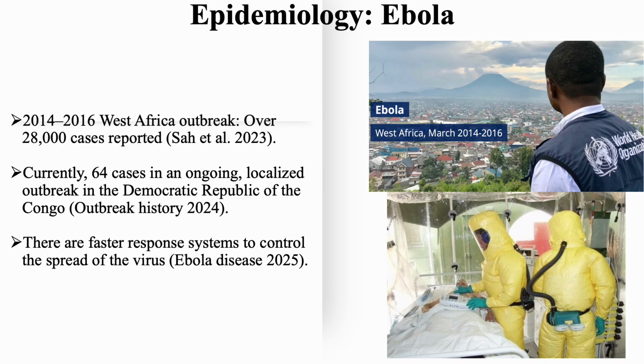Ebola was historically uncommon, only causing random contained outbreaks in Central Africa. It wasn't until the unprecedented 2014 to 2016 West Africa outbreak where there were over 28,000 cases reported. Since 2024, the number of cases is way smaller, with 64 cases as of this year and an ongoing localized outbreak in the Democratic Republic of the Congo. The health organizations learn from past outbreaks and know how to develop faster response systems to control the spread of the virus.